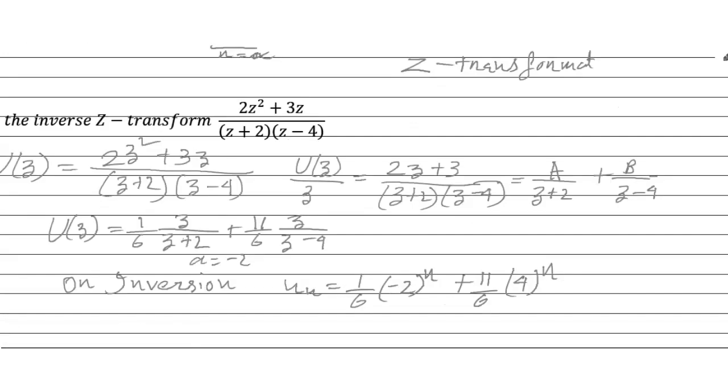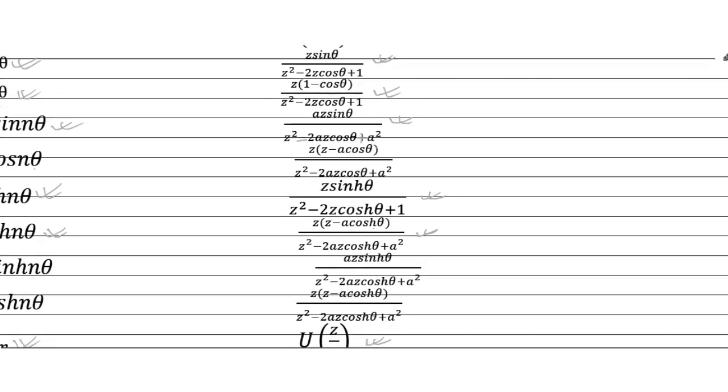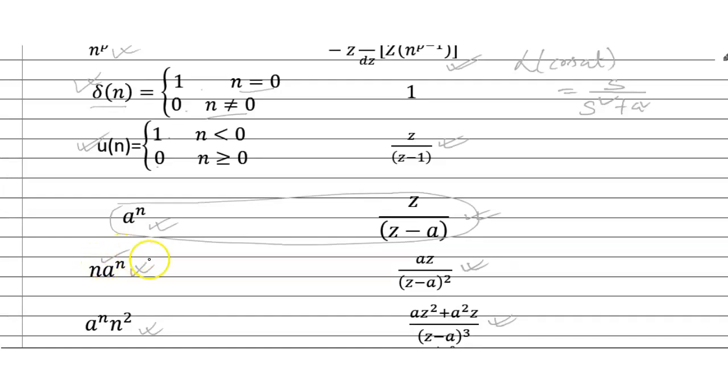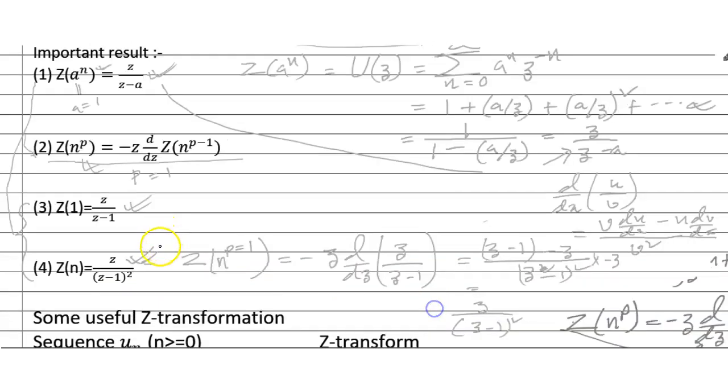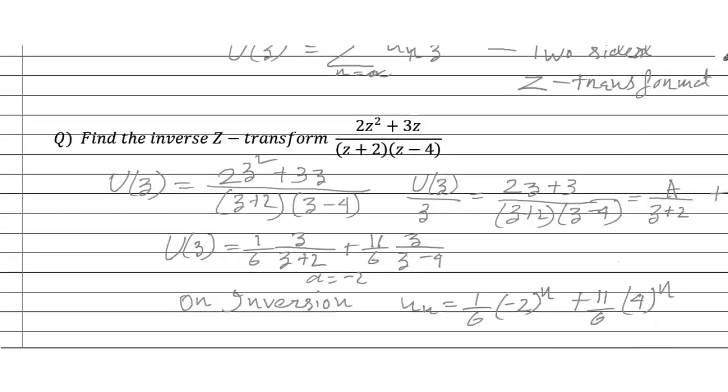How can I get this, friends? We will see the formula. n into a to the power n goes to az divided by z minus a whole square. Okay, for n, this formula I have already told, z divided by z minus 1 whole square. This formula I use in here.